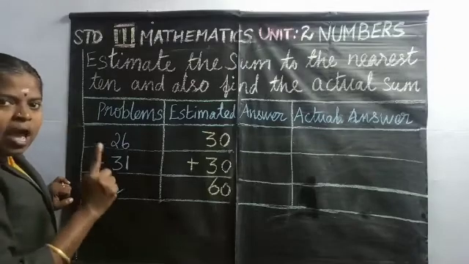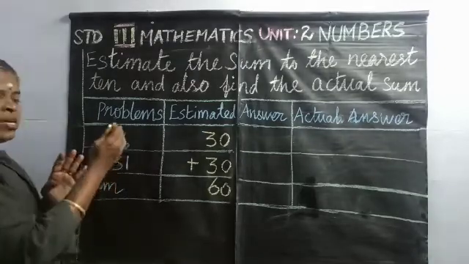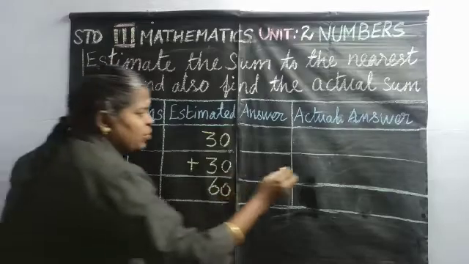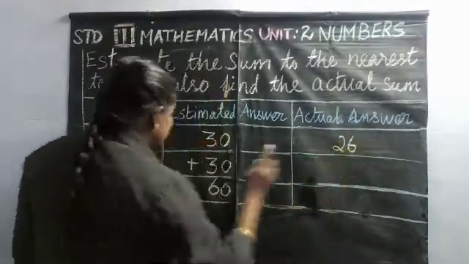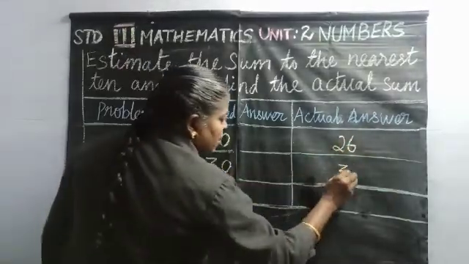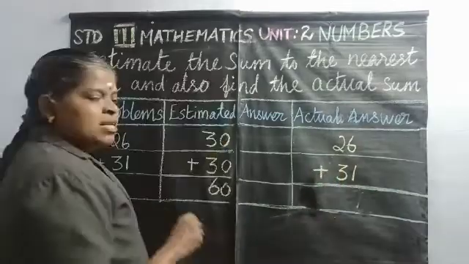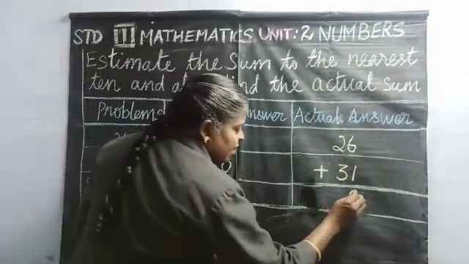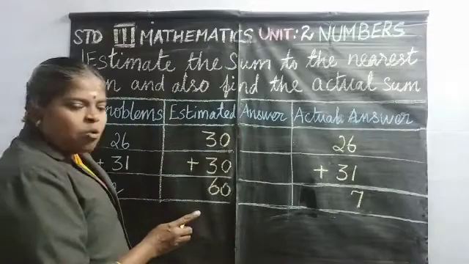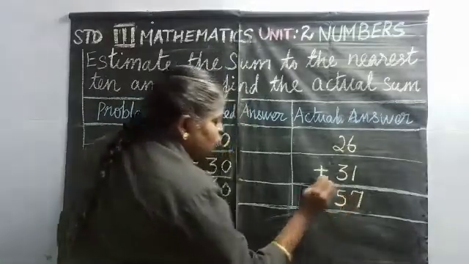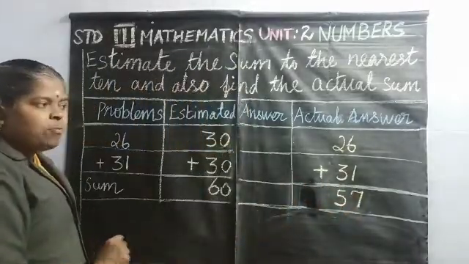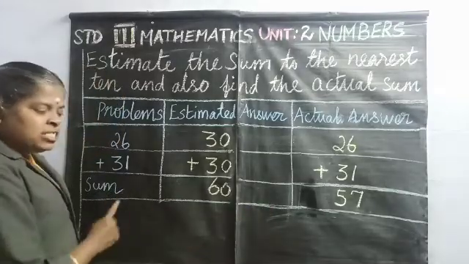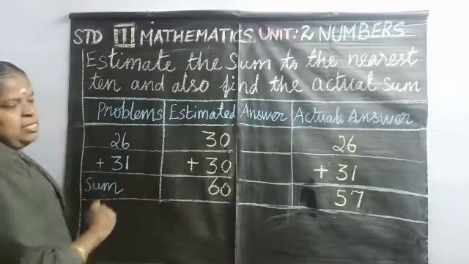Next we have to find the actual answer. Actual answer means the same addition. The actual value is 26 plus 31. We add 6 plus 1 is 7. 2 plus 3 is 5. So the actual answer is 57. The estimated value is 60.